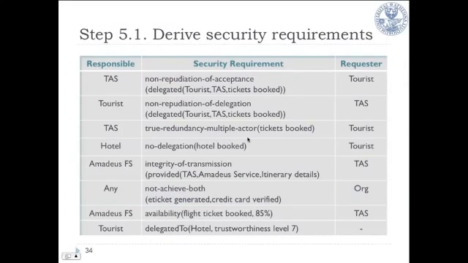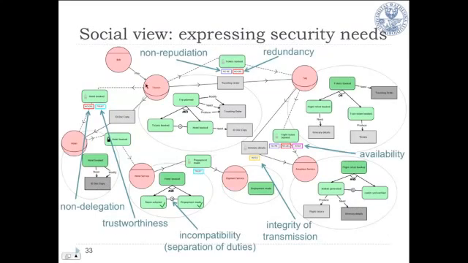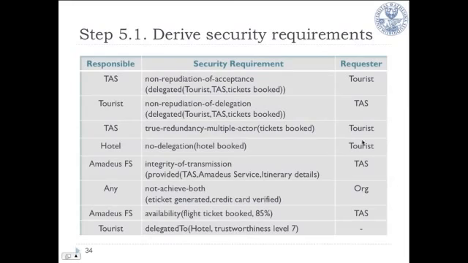If we consider redundancy, or for instance, no delegation, to refer to this example, when the tourist expresses no delegation when delegating this goal to hotel, the hotel is the party that is responsible to satisfy this requirement, whereas the tourist is the requester, as shown also here in this table. So the hotel is the responsible party to satisfy no delegation. Similarly, we do this for all the security needs that are expressed.